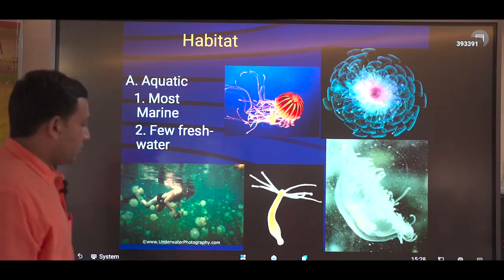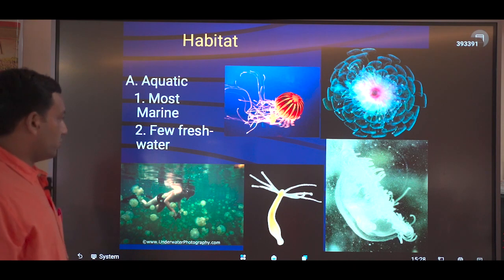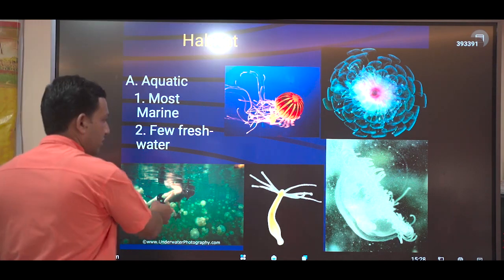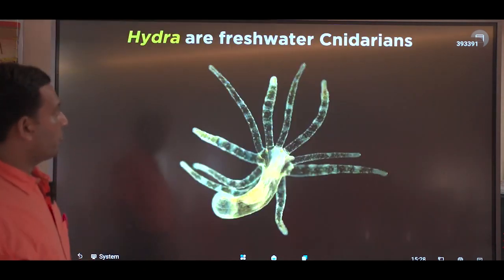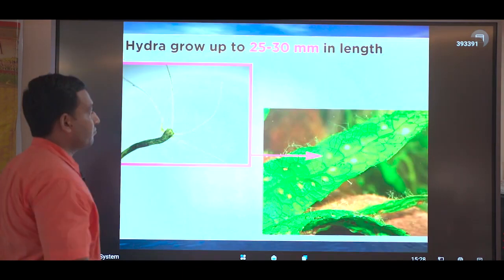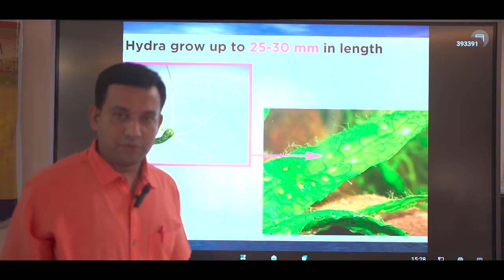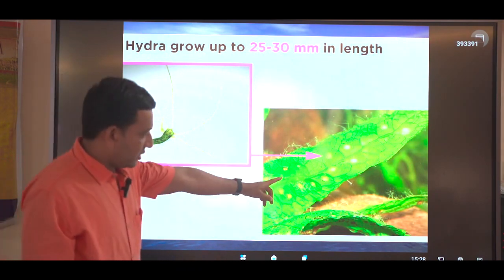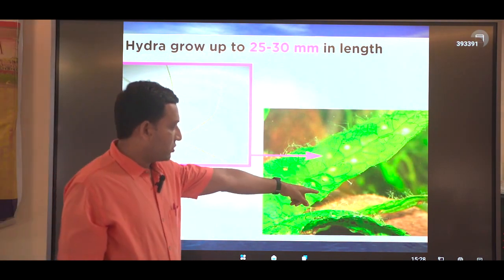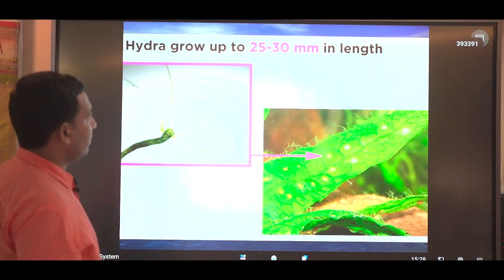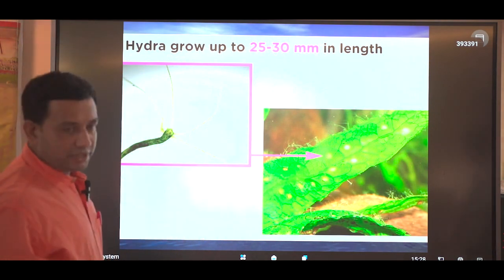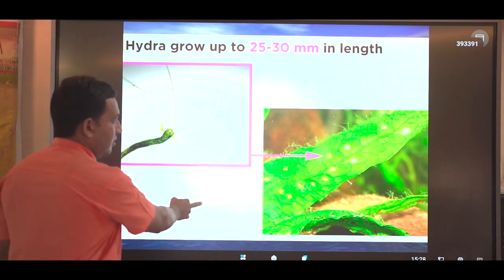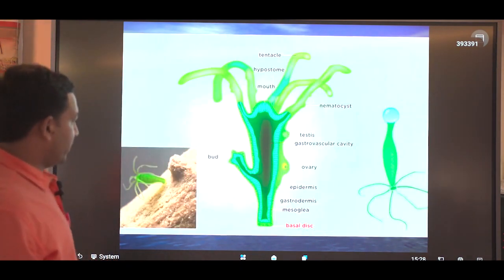Aquatic, all of these are aquatic animals. Most of them are marine, and a few of them are freshwater animals like Hydra, and a few jellyfishes. Here you may see the Hydra, one of the freshwater species. Although not microscopic, they are not easily visible. If you see a leaf in underground water, in the leaf there are minute hydras hanging. They are 25 to 30 millimeters in length. If you see a section of hydra, you can see the bud and hydra attached to the substratum.